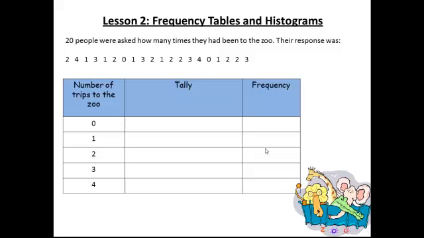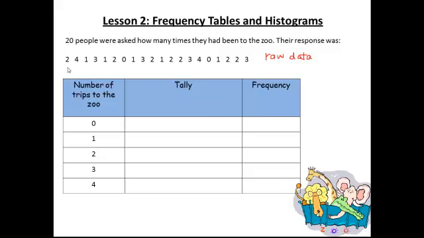So here we've got 20 people who were asked how many times they had been to the zoo, and these were their responses. So you've got anywhere from 0 times to 4 times that they had been to the zoo. And when we write the data the way it is right here, this is called raw data, and this is before we've grouped or made any sense of the data. This is what we would have, and it's really hard to make any sort of conclusions about the data when it's in this form. So to organize it, we'll put it in a tally chart, a tally and then a frequency table.